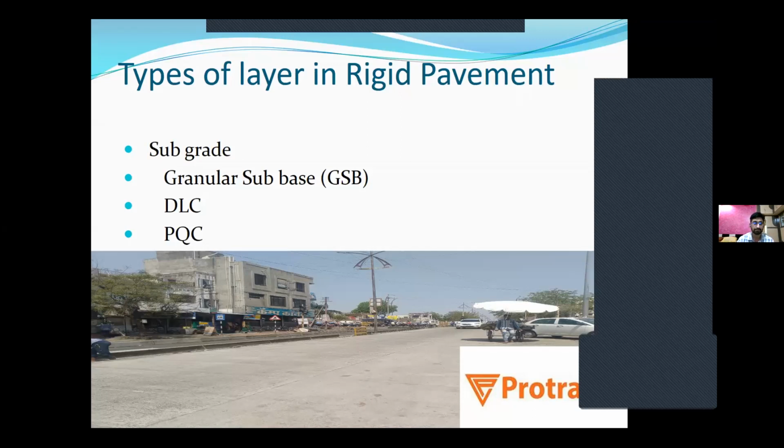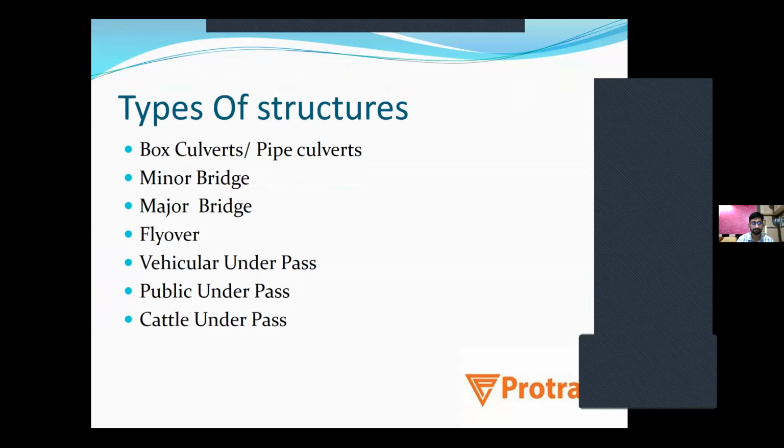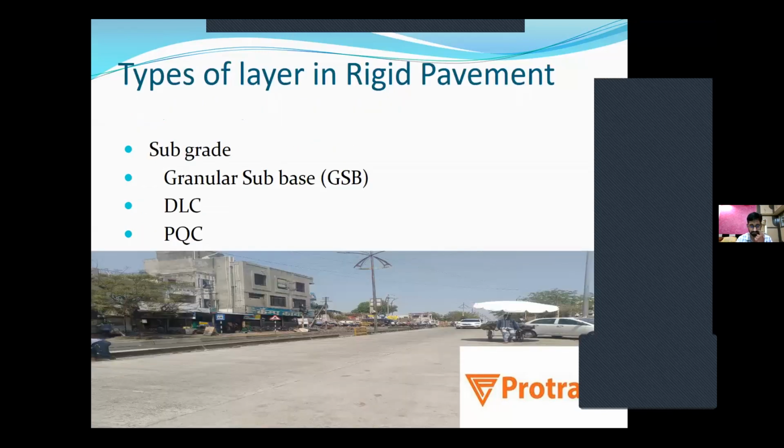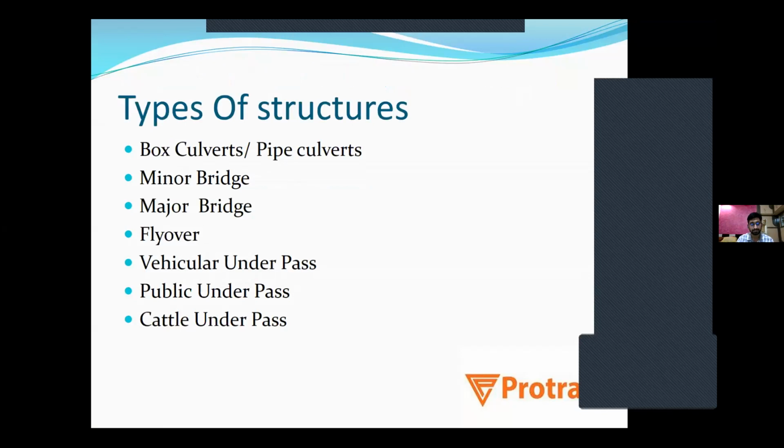So after that, this is the pavement, and we have also learned in our previous slides about types of structures. So what are these types of structures and how are they determined? There are box culvert or pipe culvert, then minor bridge, then major bridge, flyover, vehicle underpass, public underpass, cattle underpass. So how can one justify whether to provide box culvert or pipe culvert, minor bridge or major bridge? What are the justifications for that?